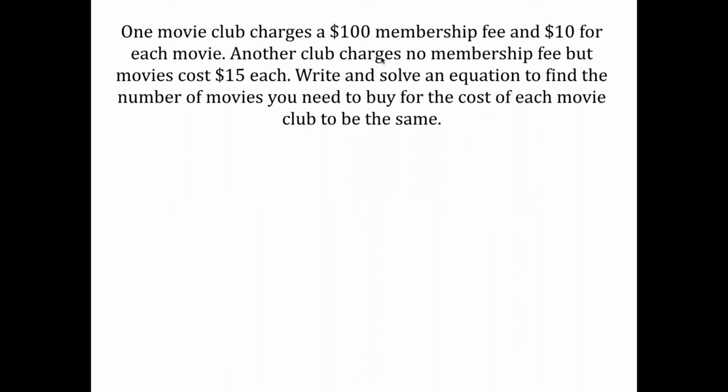So one movie club charges a $100 membership fee, so this would equal 100 plus $10 for each movie. Go ahead and assign a variable to represent each movie. I'll go ahead and put M, but you could choose whatever variable you'd like. So one movie club would be represented by 100 plus 10M, 100 being the membership fee and 10M being the $10 fee for each movie. And then the other club charges no membership fee, so you don't have to put any value for the membership fee, but we know that each movie costs $15, so we would have 15M.